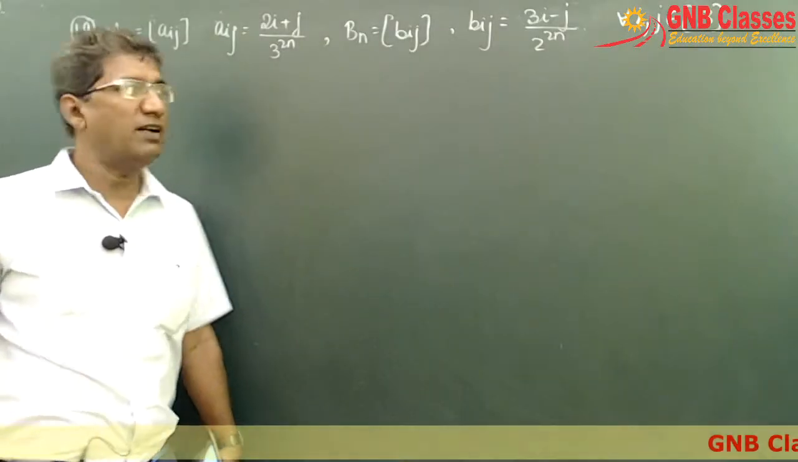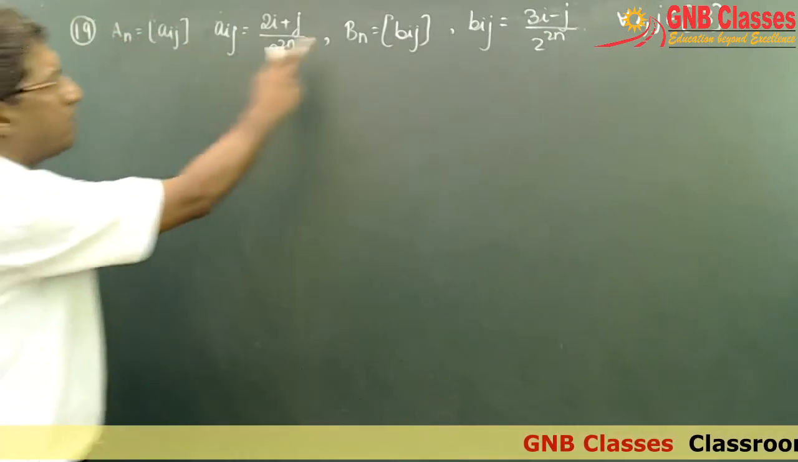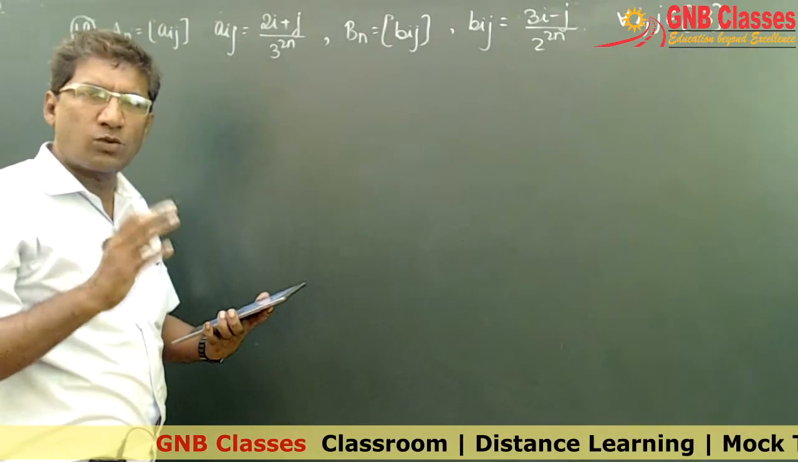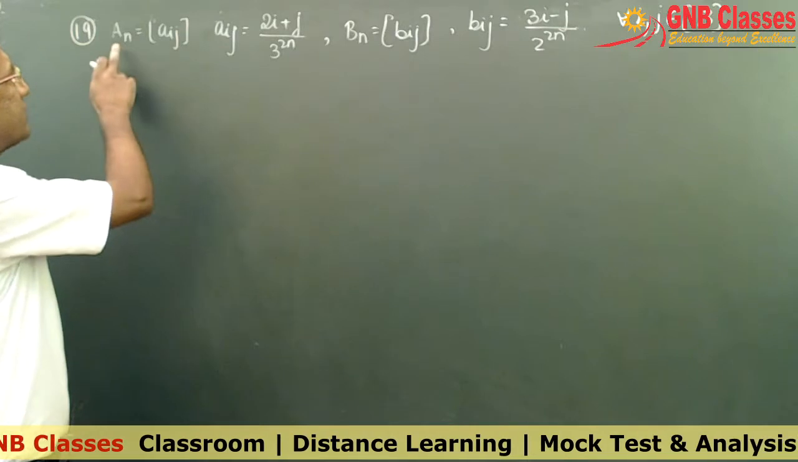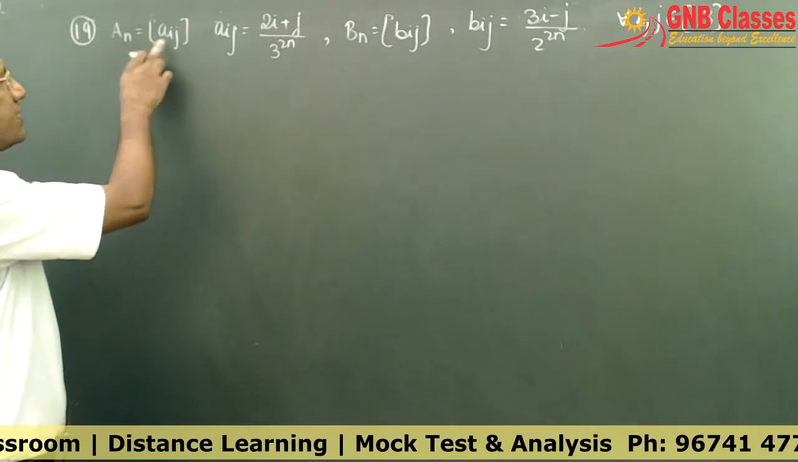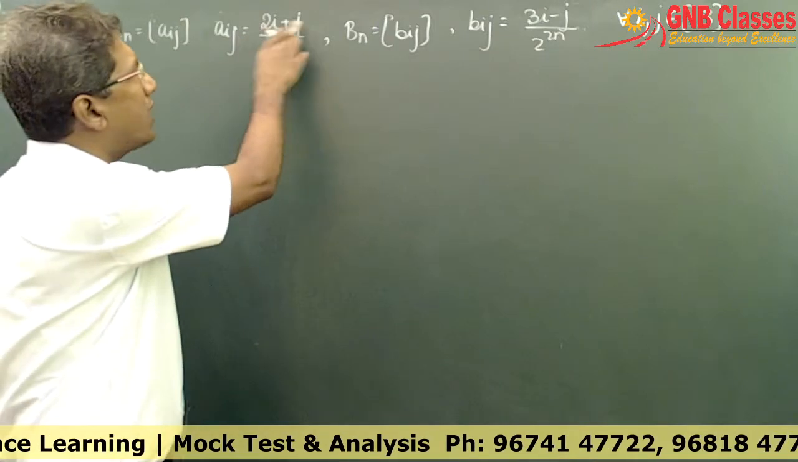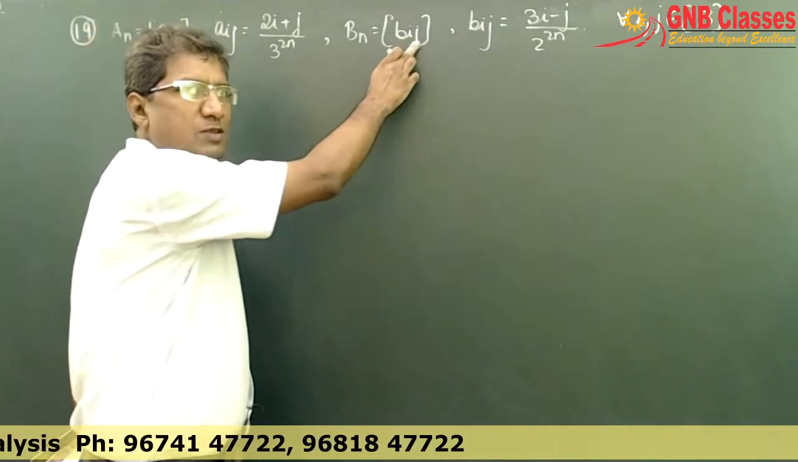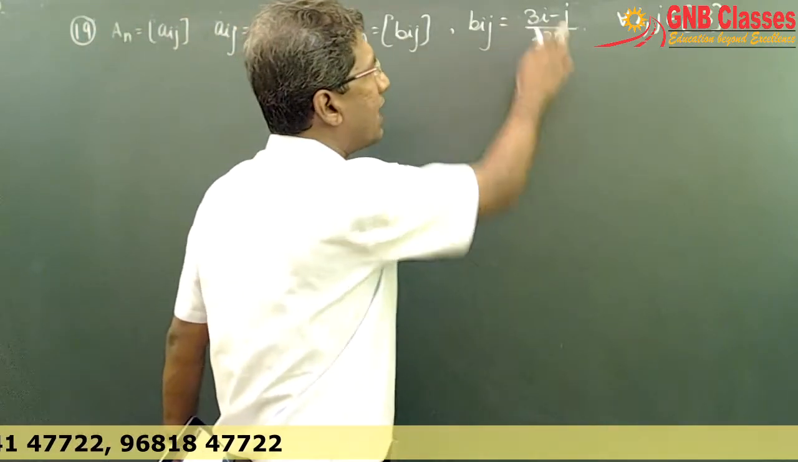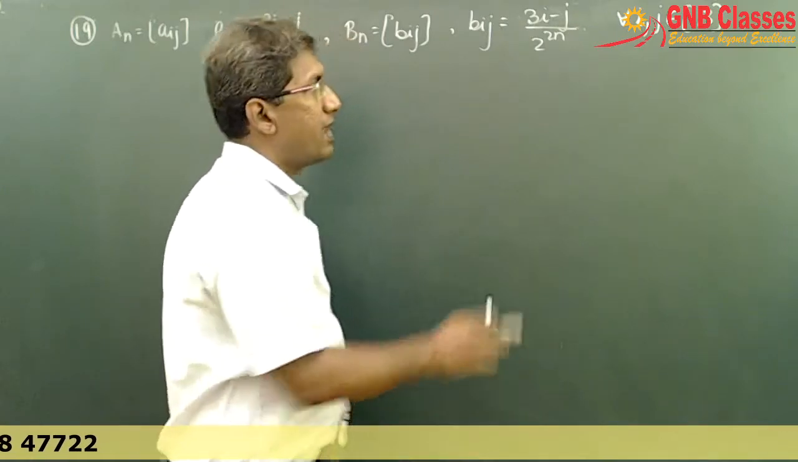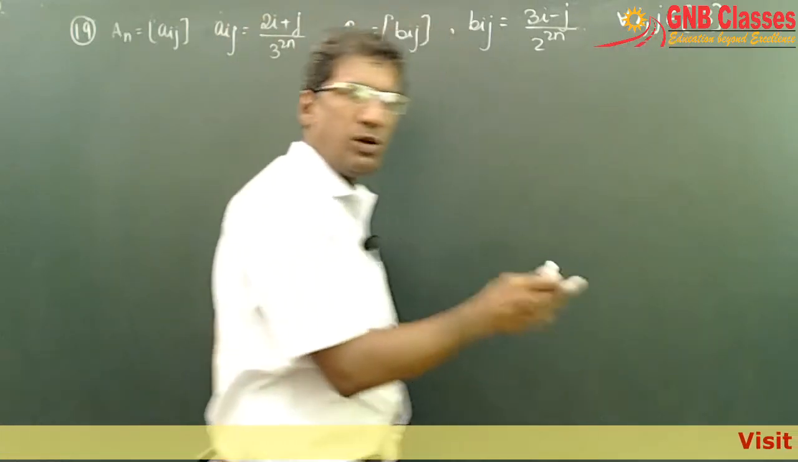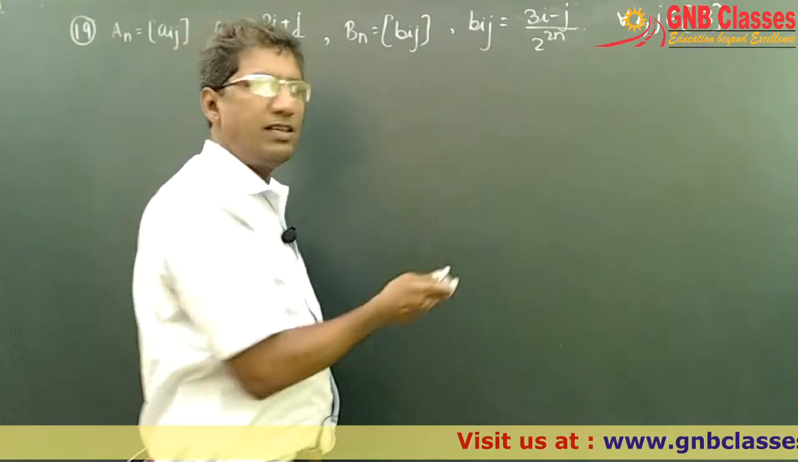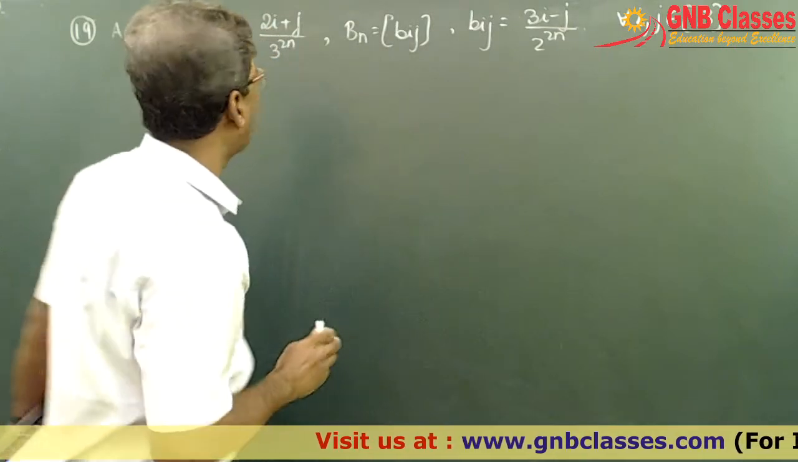In this question number 19, they have given us that A_n and B_n are two matrices of order 3, a square matrix. They have defined the matrices as A_n is A_ij, where A_ij is (2i plus j) divided by 3 to the power 2n. Similarly, B_n is a matrix of elements B_ij, where B_ij is (3i minus j) divided by 2 to the power 2n. And they have said that i and j are lying between 1 to 3. Naturally, because it's a third order matrix, i and j will take the combinations of 1, 2 and 3.